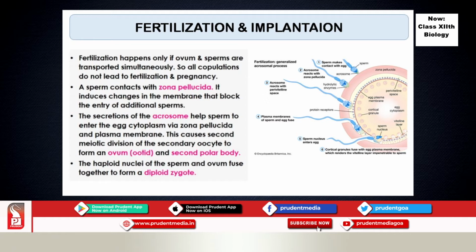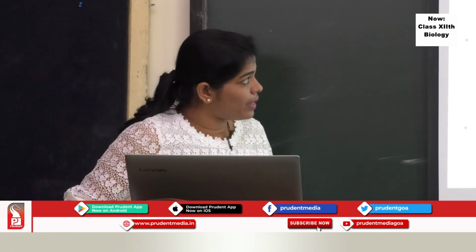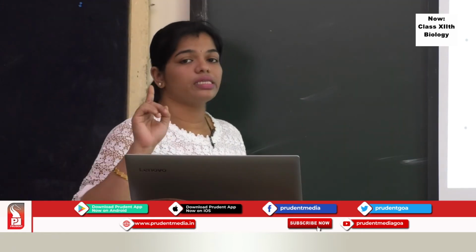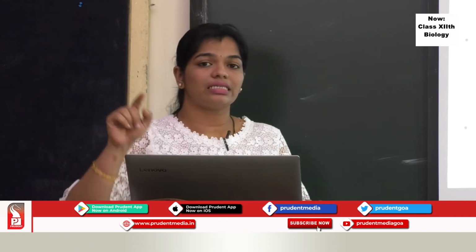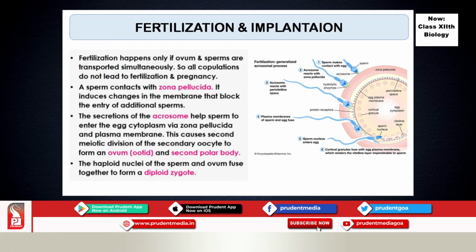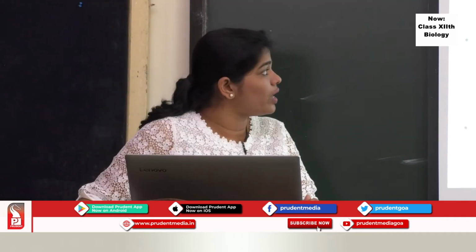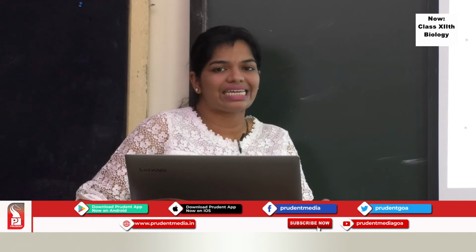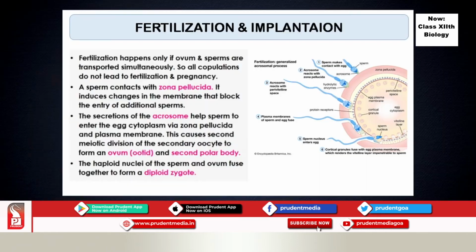Okay. Now, the sperm which comes in contact with the zona pellucida. Now, have a look over here. If you recollect the structure of the ovum, we had discussed the outer wall of the ovum, that is the zona pellucida. Now, it induces changes in the membrane. If you recollect the structure of the sperm, the head has a cap-like structure called the acrosome. The acrosome will secrete certain secretions which contain enzymes. Okay, now these enzymes will digest the zona pellucida, one region of the zona pellucida, and it will start entering inside.